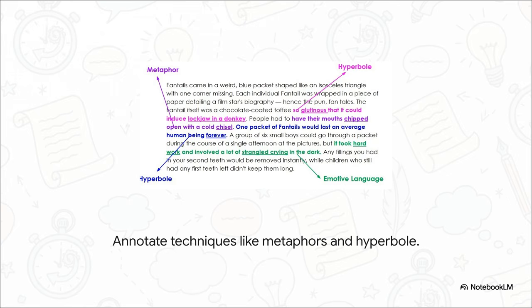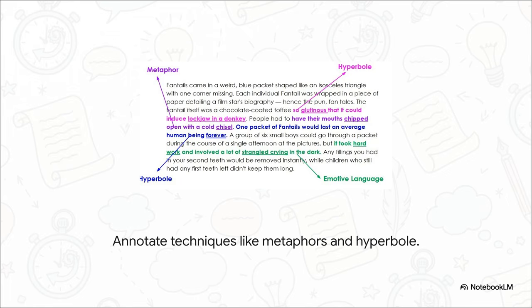Take a look at the Fantails sweet text example. A top-tier student doesn't just highlight everything in yellow. They identify specific techniques. For instance, zooming in on the hyperbole of "it took hard work and involved a lot of strangled crying in the dark."